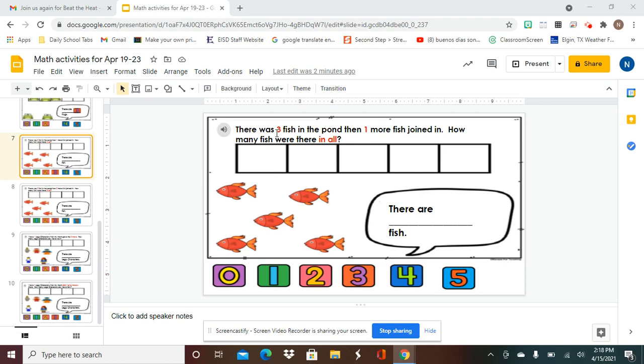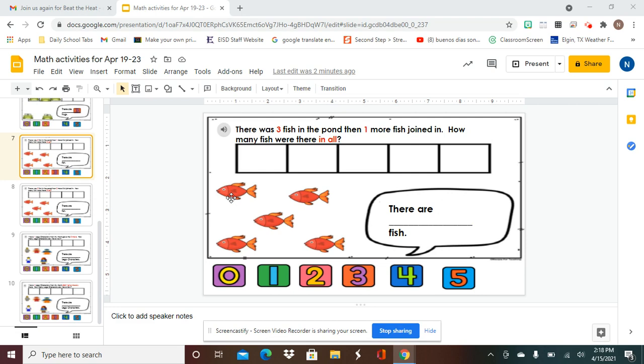Okay, so again, like I told you yesterday, I have the number 3 in red and the number 1 in red because those are the numbers that I'm going to be adding. And the word "in all" gives us a clue that we're going to be adding or counting everything together. All right, so I'm going to read it one more time.